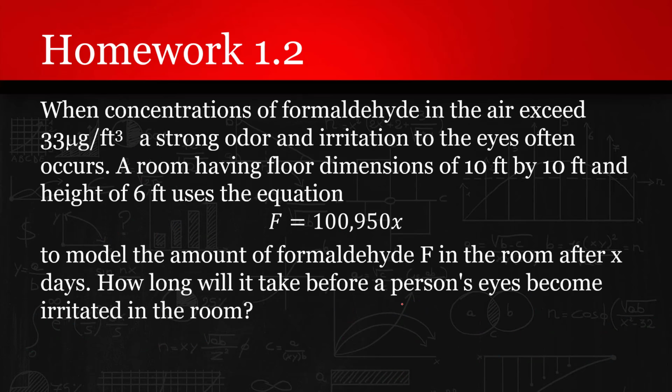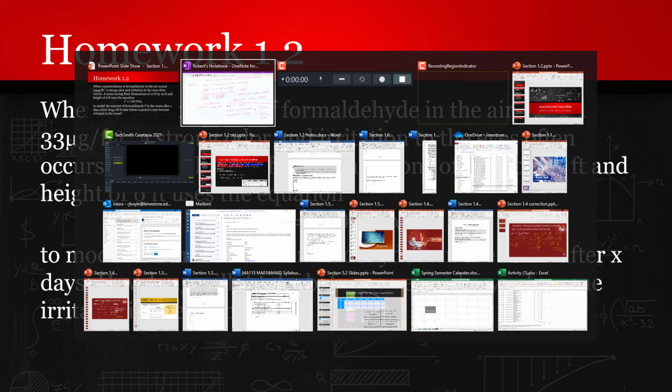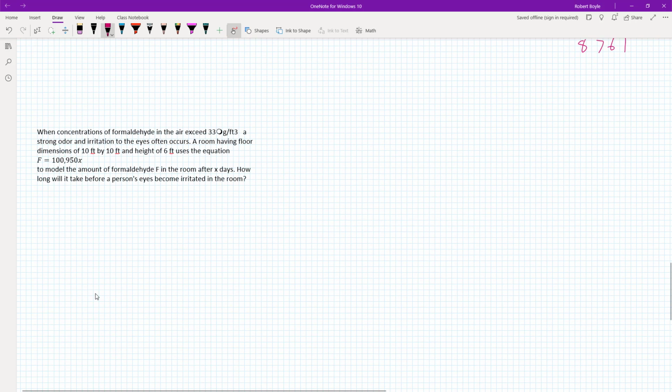And this is the first one. This is a modeling problem, and the problem goes as follows. When the concentration of formaldehyde in the air exceeds 33,000 micrograms per cubic foot, a strong odor and irritation to the eyes often occur. Here we have a room with floor dimensions of 10 feet by 10 feet by 6 feet, and we use the equation to model the amount of formaldehyde in the room after X days, which is the amount of micrograms of formaldehyde. The question is, how long will it take before a person's eyes become irritated in that room? So we're going to go over to OneNote to work on this, and here it is.